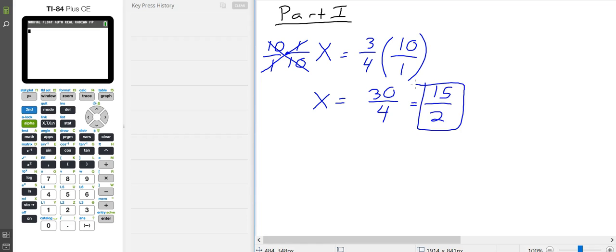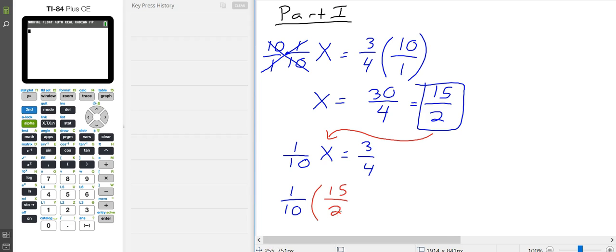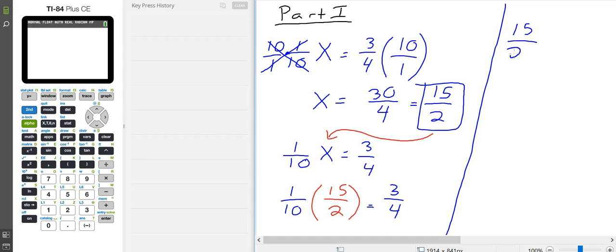Now let's see if we got the question right. The original question was 1 over 10 x is equal to 3 over 4, and we solved for x a second ago, so we're going to just plug that in right over there. 1 over 10 times 15 over 2. 1 times 15 is 15. 10 times 2 is 20. Is that equal to 3 over 4?